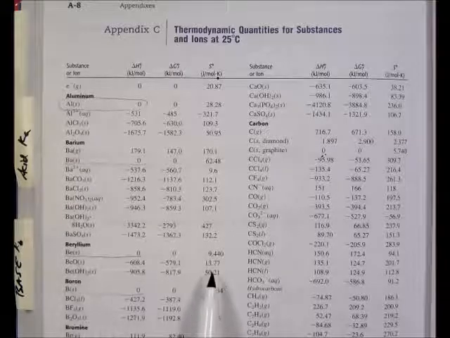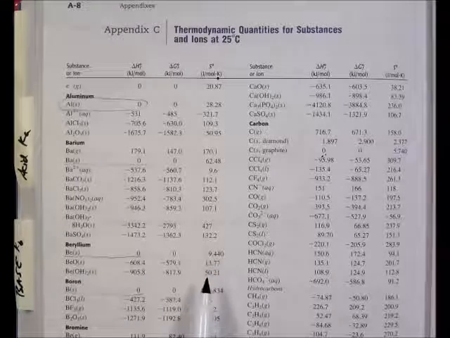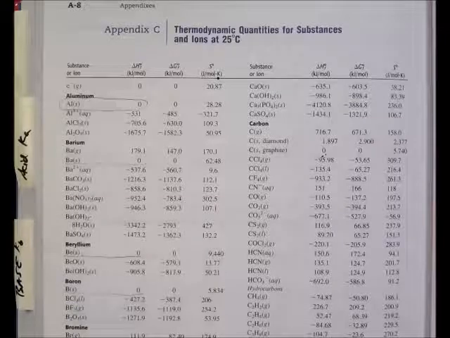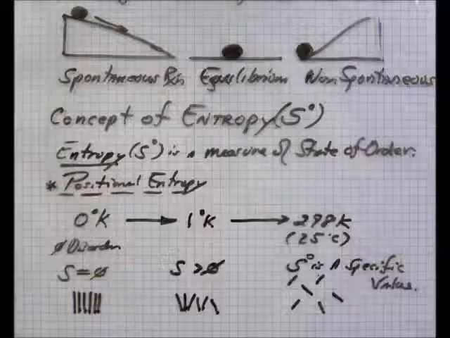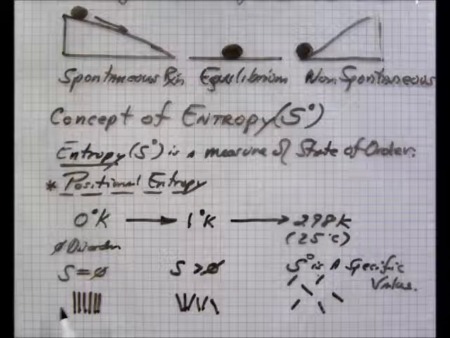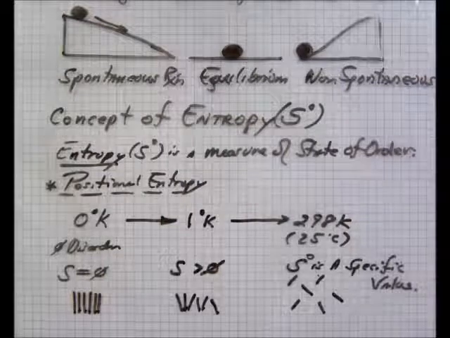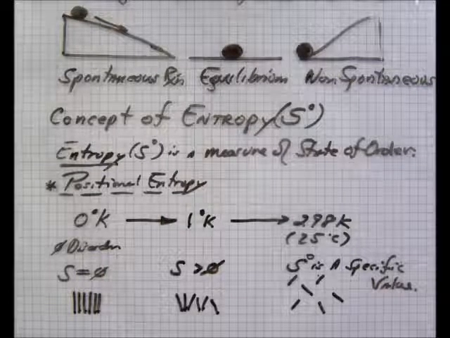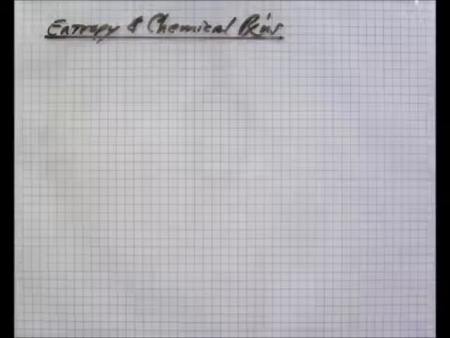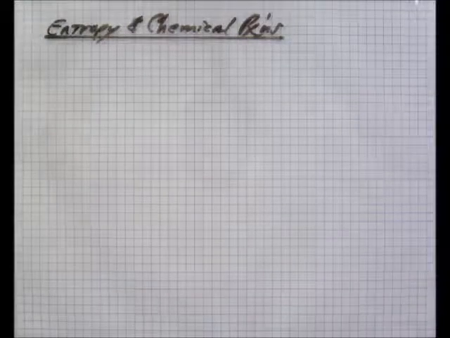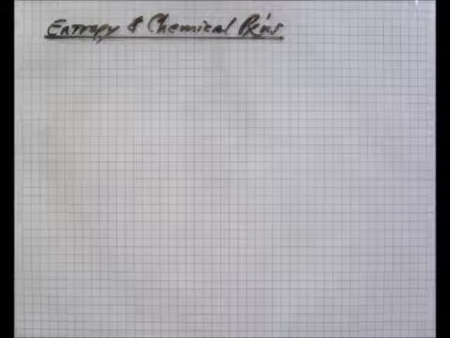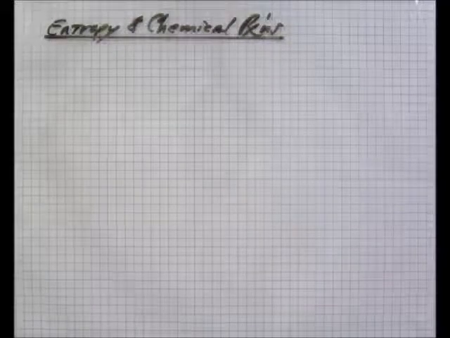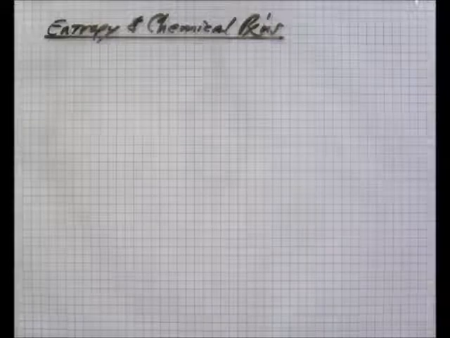Beryllium oxide has an entropy of 13.77. So what? Okay, but that is its number. Its thermodynamic property of disorder at 25 degrees. Okay, so this is what positional entropy means. But what are we talking about in terms of chemical reactions? When we look at entropy relative to chemical reactions, we compare the entropy of reactants to the entropy of products.